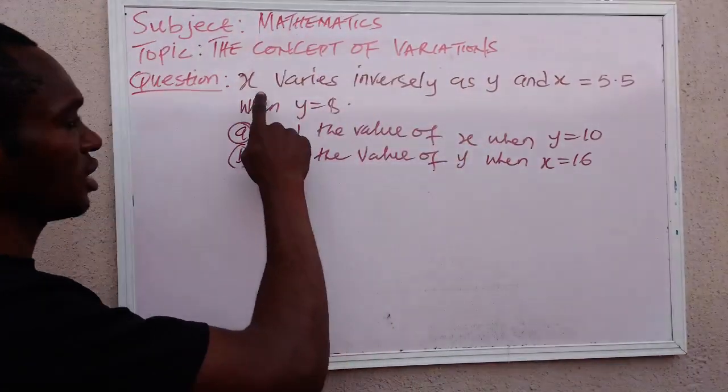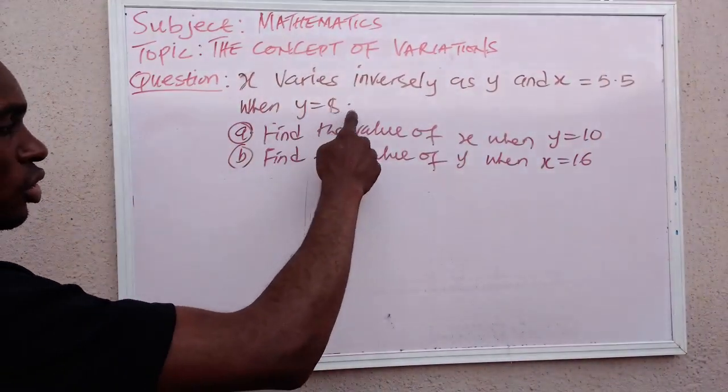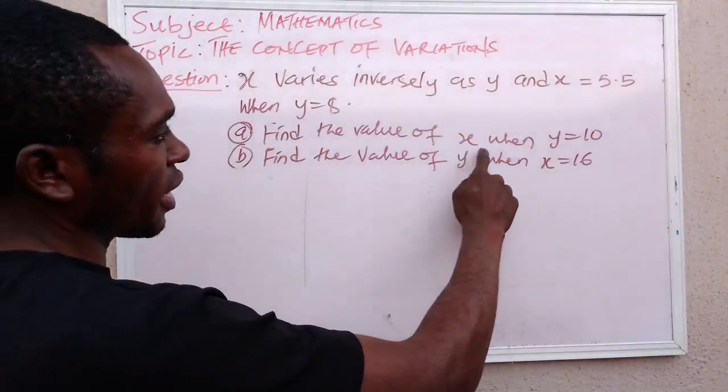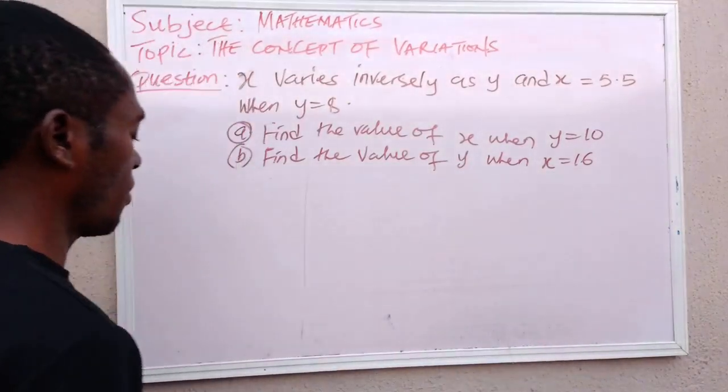We have the question here. It says x varies inversely as y, and x equals 5.5 when y equals 8. A. Find the value of x when y equals 10. And B. Find the value of y when x is 16.